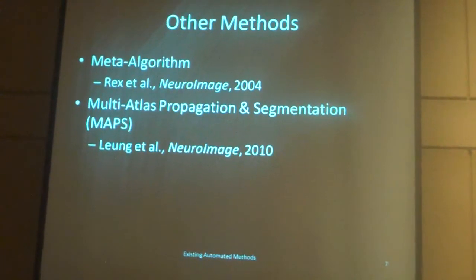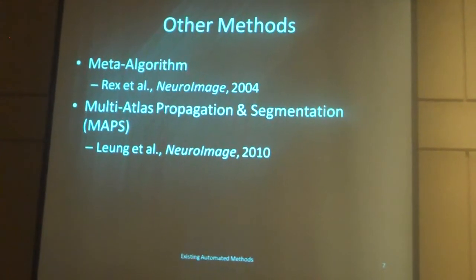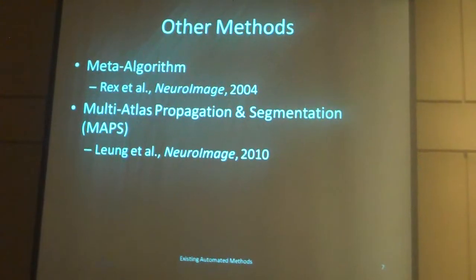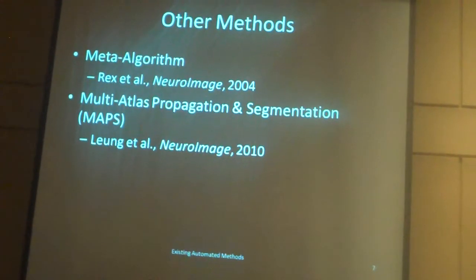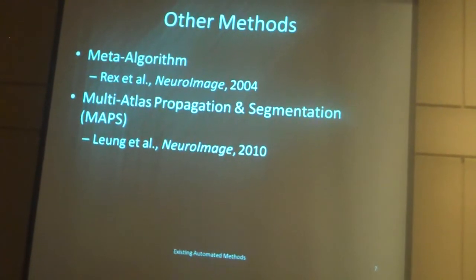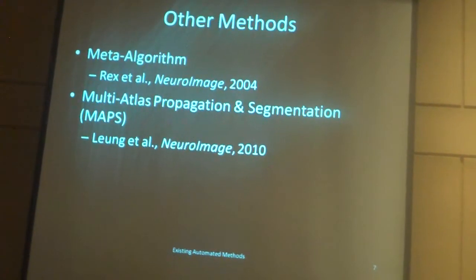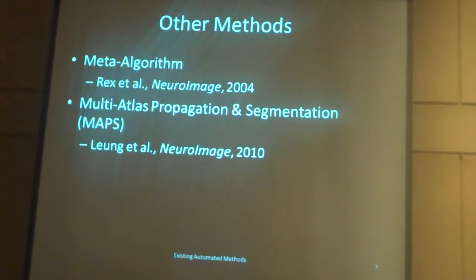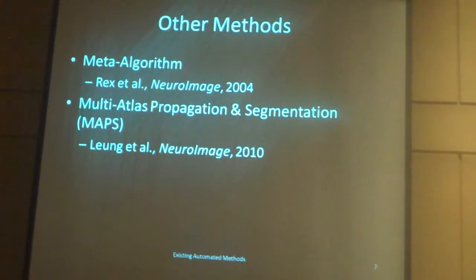Rex et al. produced a meta-algorithm in 2004, and what they do is they learn how to combine multiple automated approaches by comparing their results to manual tracings. And they learn a way to look at every single voxel location and combine the results effectively to create a better segmentation. The multi-atlas propagation and segmentation algorithm uses multiple atlases on the fly to create a segmentation of the brain.